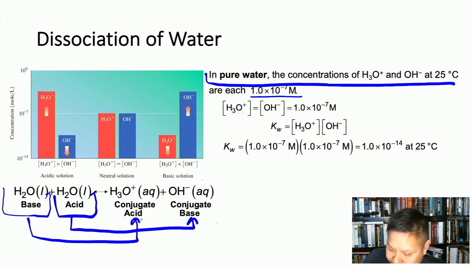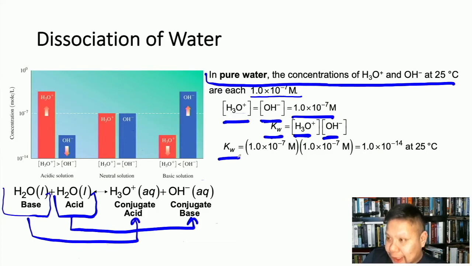So back to this now, because I forgot to say that before. The hydronium concentration is equal to the hydroxide concentration, which is equal to 1.0 times 10 to the negative 7 molar, right? So it's a very special number, because if you multiply the concentration of hydronium times the concentration of hydroxide, you get this constant called Kw. Kw is equal to the hydronium concentration times the hydroxide concentration.